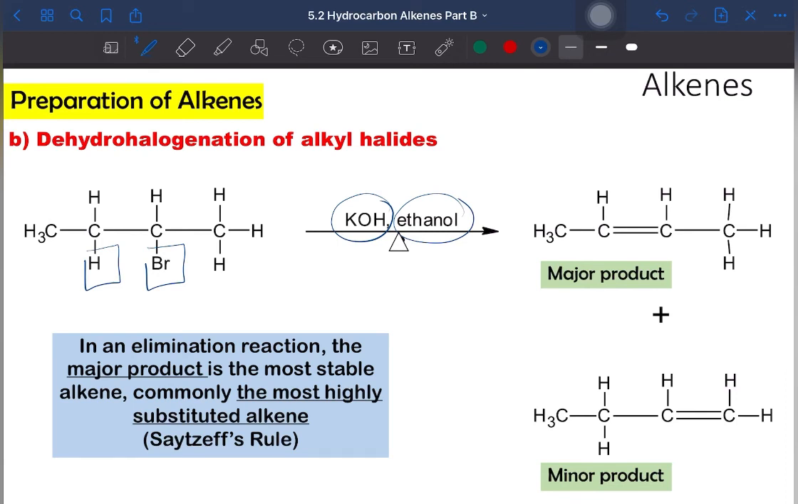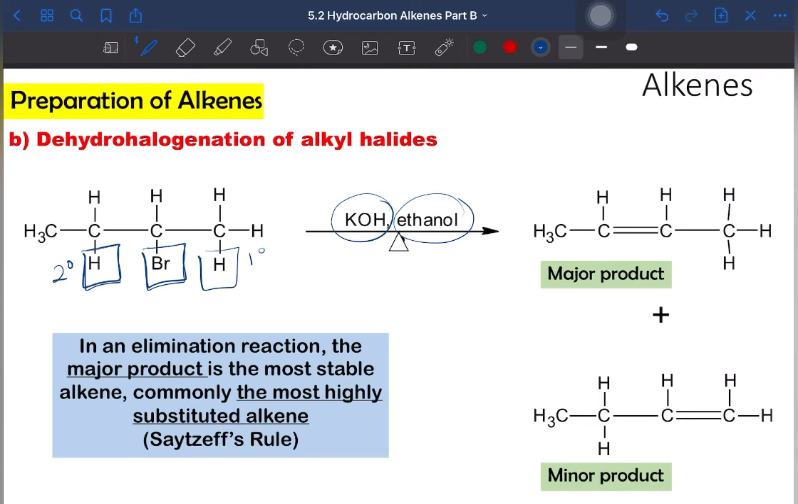So now we want to eliminate this bromine. The question is which hydrogen we want to remove to form major and minor product. Let's look at the class of hydrogen. This hydrogen here is the secondary hydrogen, because it is attached to the secondary carbon, and this hydrogen here is the primary hydrogen because it is attached to the primary carbon.